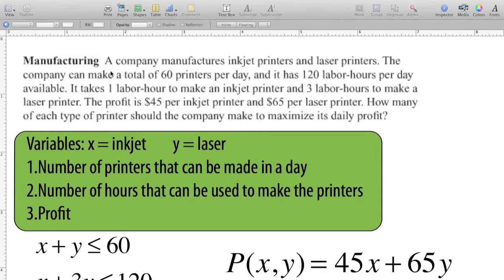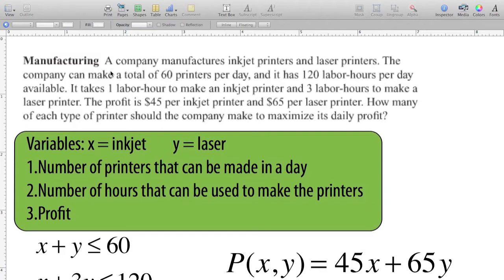So if they could sell every printer that they created, what's the best case scenario? What should I make of each one so that I could make the most and sell the most printers in one day? Well, there's a couple of things we need to go over. First of all, and this should be your first step, define your variables. Define what x is going to be, define what y is going to be.